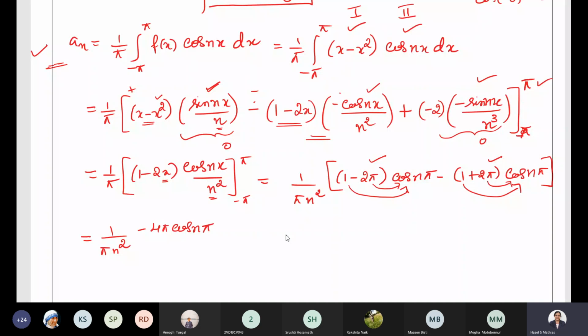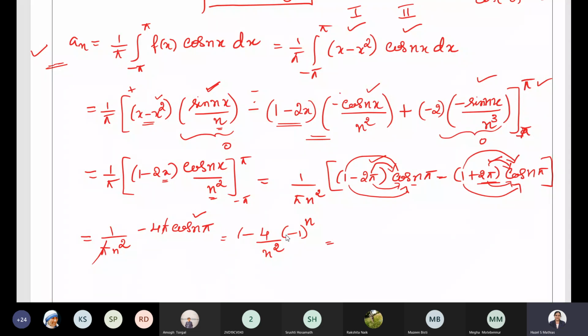Is it okay? When you multiply, 1 into cos n pi minus 2 pi into cos n pi. Plus 1 minus 1 cancels. Minus 2 pi cos n pi and minus 2 pi cos n pi remain, so we have minus 4 pi cos n pi. Here pi cancels, so what remains is minus 4 by n square, and cos n pi in general is minus 1 power n.